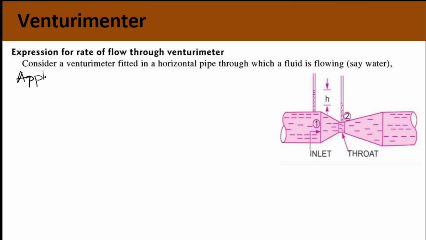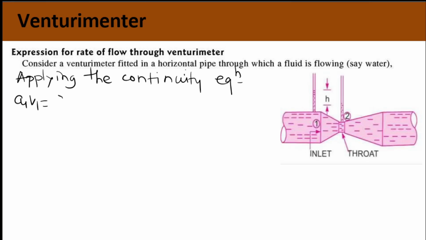applying the continuity equation, we know A1 V1 is equal to A2 V2, or I can get V1 is equal to A2 V2 upon A1.